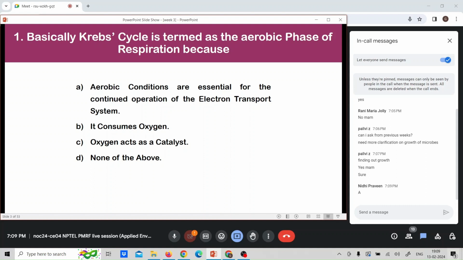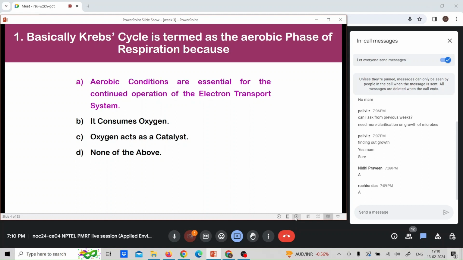Yeah, I have got one answer. I guess more people can try this. This is just like a warm-up question now. Okay, right, let's see the answer. Basically, the Krebs cycle is aerobic because it requires aerobic condition, but it neither consumes oxygen nor does oxygen act as a catalyst in that process. So A is the right option.